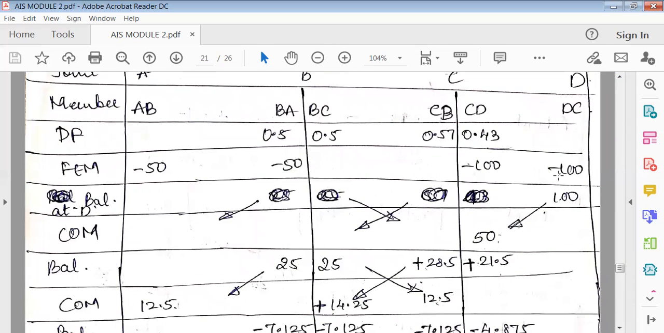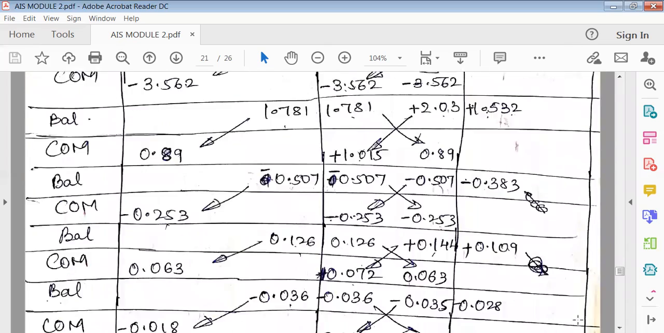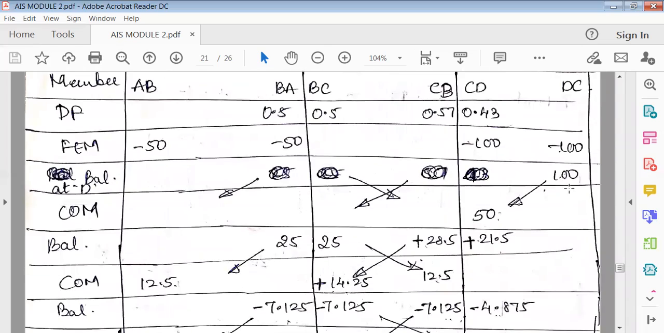So when you change the sign, minus 100 becomes plus 100. Now balancing at D. It is very important to balance D because D is a simple support. So once you balance D, when you add this complete column, plus 100 minus 100 becomes 0. So now this joint D is balanced.